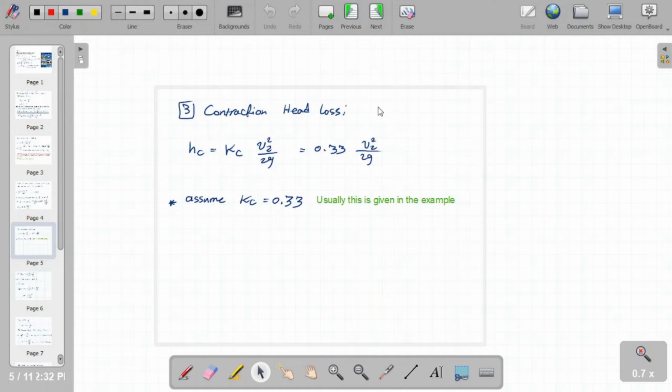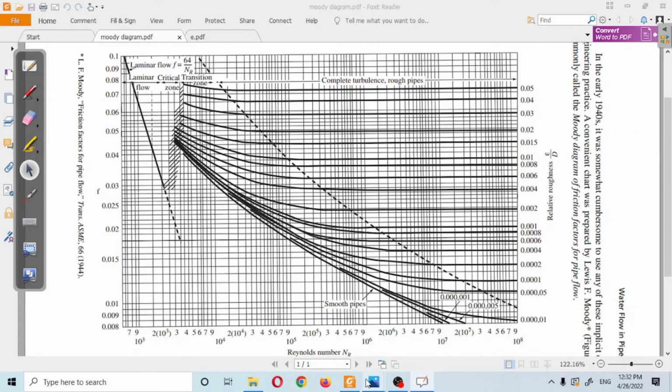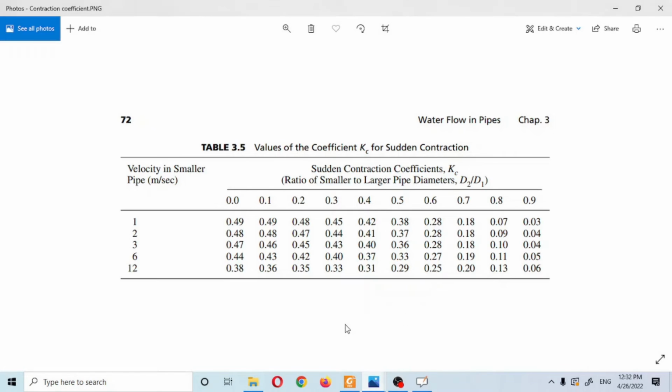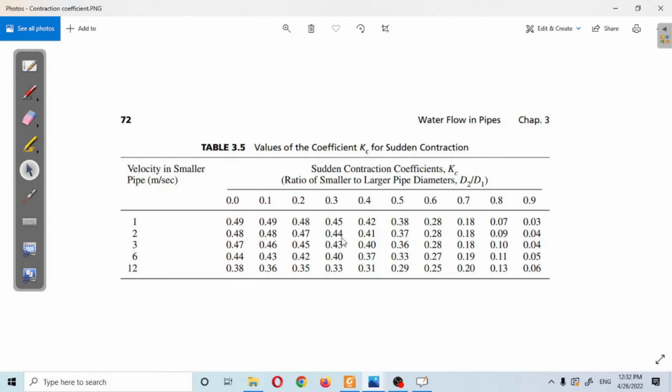Now the contraction coefficient, Kc, usually needs to be given, because it does depend on the velocity. But although it does depend on the velocity, we can assume it. So in this example, we have the ratio, since it went from 40 to 20, the ratio is 0.5 basically. So it's in here.